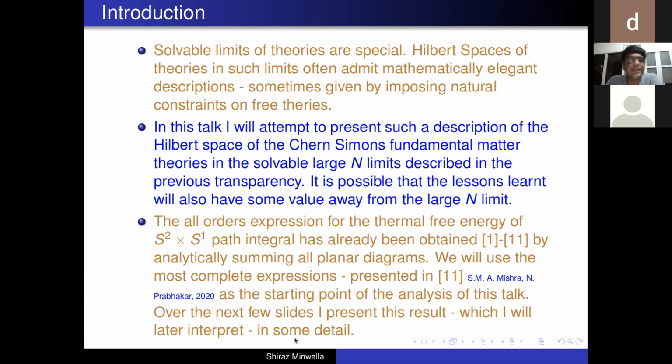Okay, I'm going to use the final results, in fact, the most complete of these final results, as the starting point for this talk. So we know the free energy as a function of temperature, and I'm going to ask the inverse question: what Hilbert space do these theories have so as to give rise to this free energy as a function of temperature?